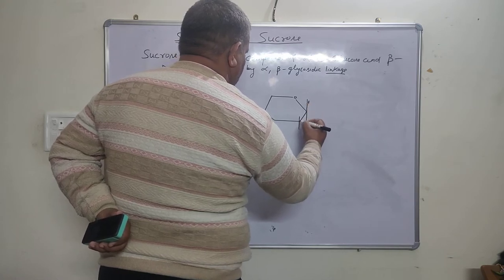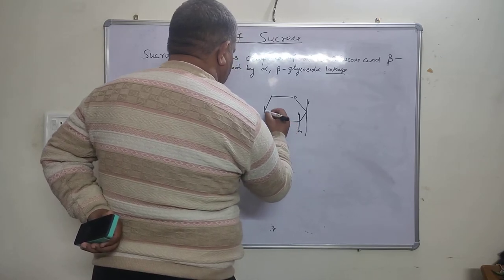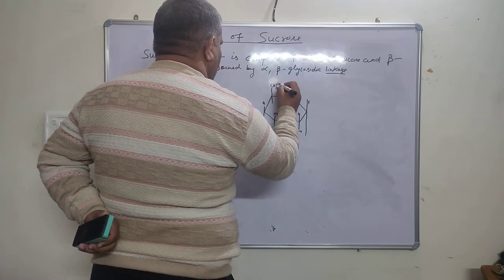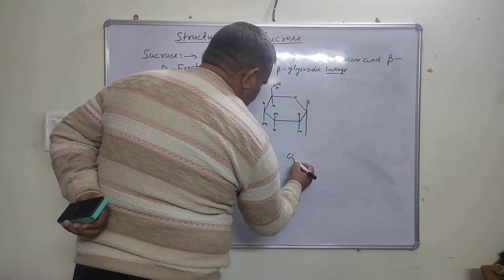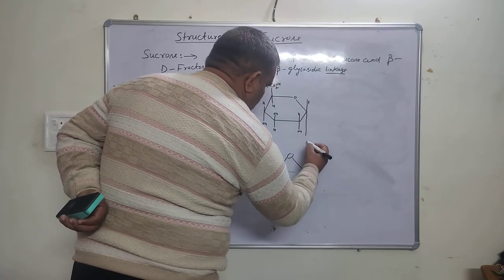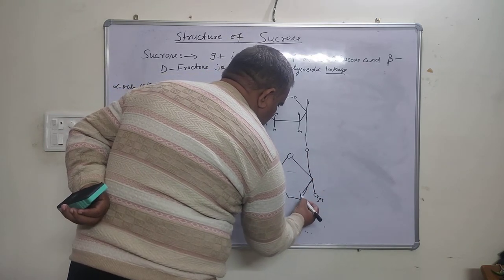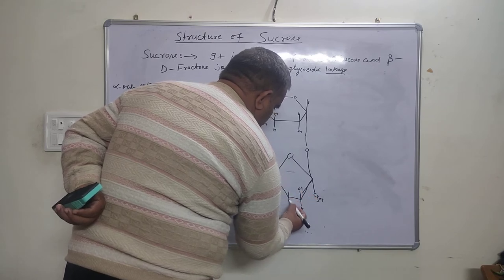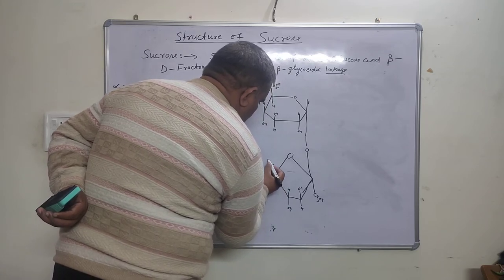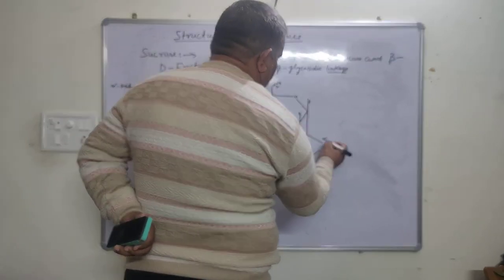H, H, OH, OH, H, H, OH, CH2OH, H. This oxygen, CH2OH, OH, H, H, OH, CH2OH and this H. This is the alpha-beta glycosidic linkage.